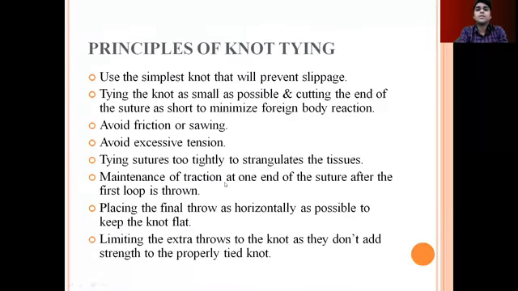Coming to the principles of knot tying, we should use the simplest knot that will prevent slippage, tying the knot as small as possible and cutting the ends of the suture as short as possible to minimize the foreign body reaction. Avoid friction or sawing, and avoid excessive tension. Tying the sutures too tightly may strangulate the tissues. Maintain traction at one end of the suture after the first loop is thrown. Place the final throw as horizontally as possible to keep the knot flat. Limit the extra throws to the knot as they don't add strength to a properly tied knot.